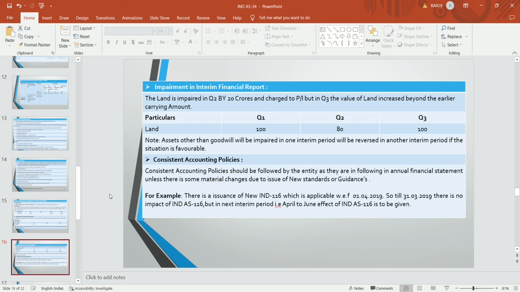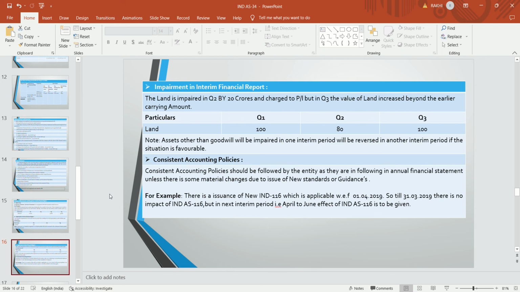Consistent accounting policy. The entity is required to follow the same accounting policies as followed in the annual financial statements, unless there are material changes due to the issue of new standards or guidelines. If there is an issuance of a new standard, the company is required to change some policies. For that the company is able to change; otherwise it has to follow the consistent accounting policy. This is to be explained by example.